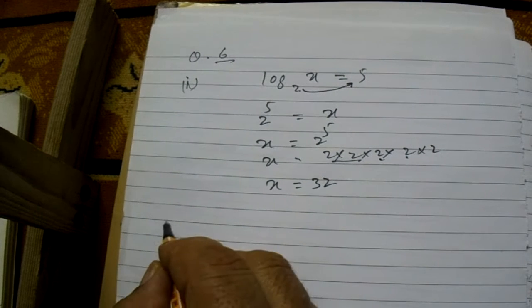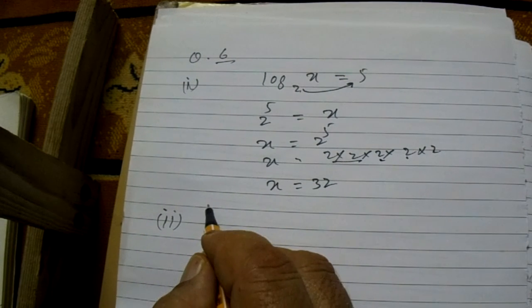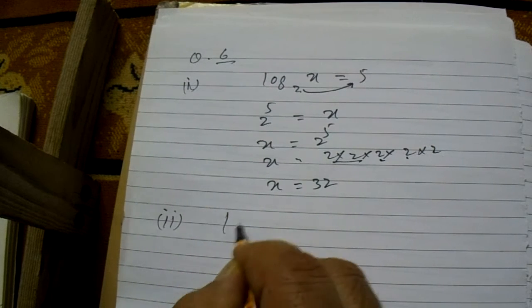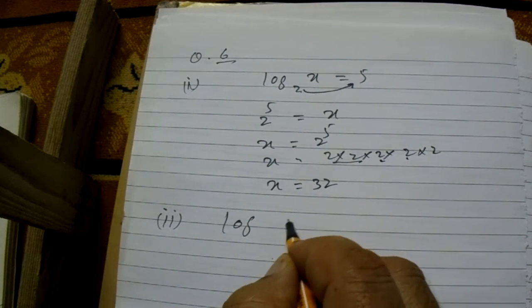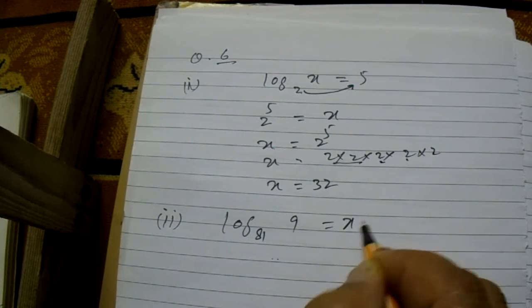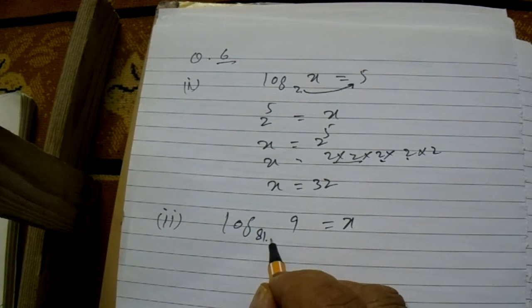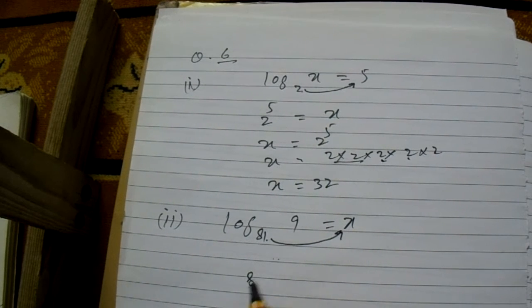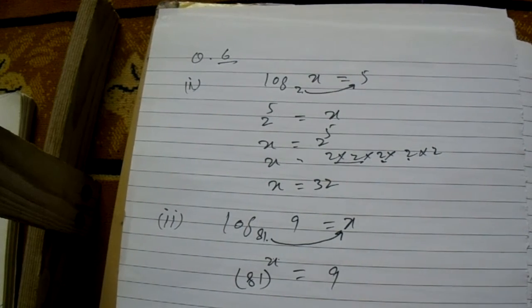The second part of this exercise, question 6, log 9 to the base 81 is equal to x. Again this is base and this will be power x. You write here in exponential form: 81 power x is equal to 9.